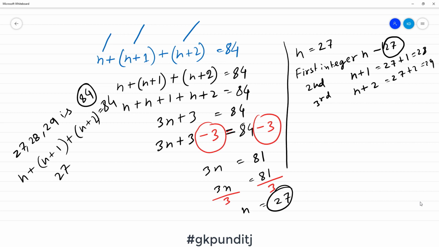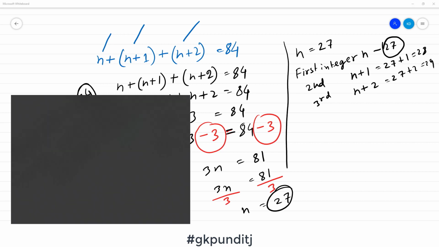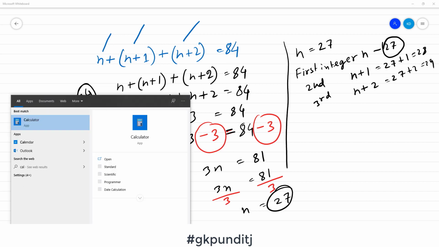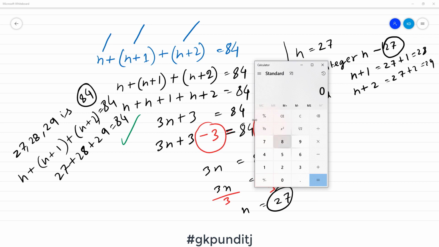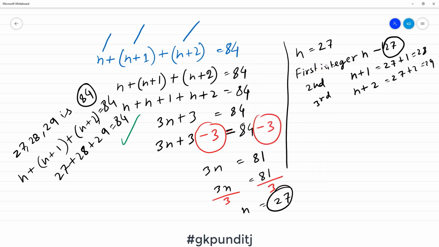27 plus 28 plus 29 is equal to 84, and that is right. If you want, you can use a calculator and check it out. 27 plus 28 plus 29 is equal to 84. So our answer is right.